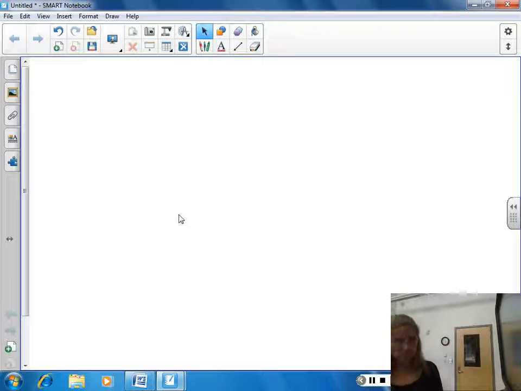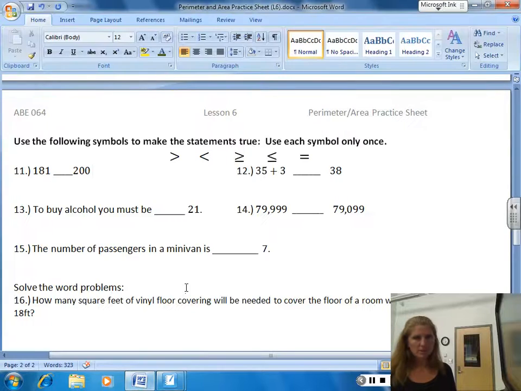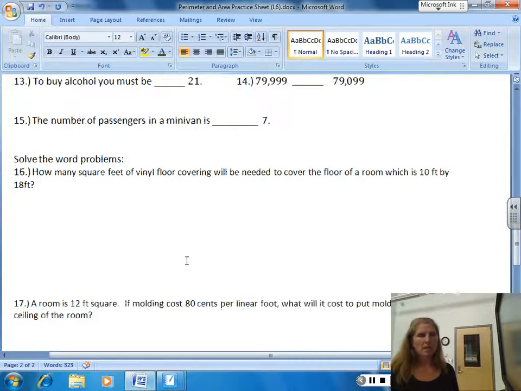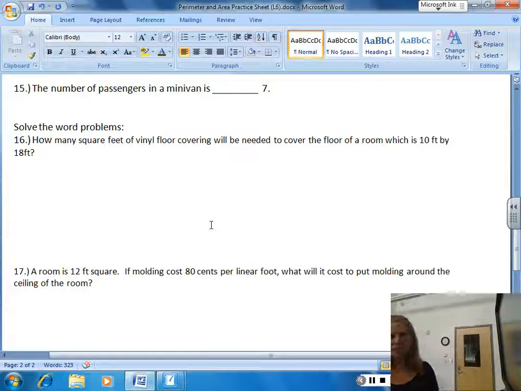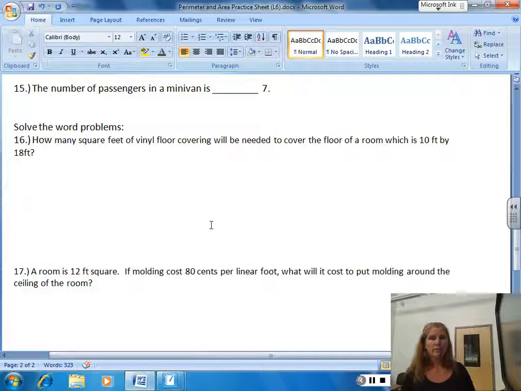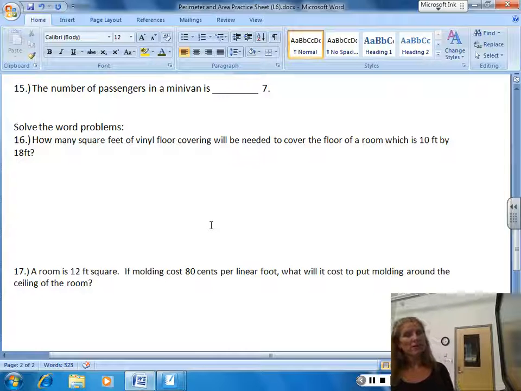Let's take a look at number 16, the word problem. How many square feet of vinyl floor covering will be needed to cover the floor of a room which is 10 by 18? Just because it asks for square feet should be a red flag to you that we're talking about area, because perimeter is linear feet, area is square feet.